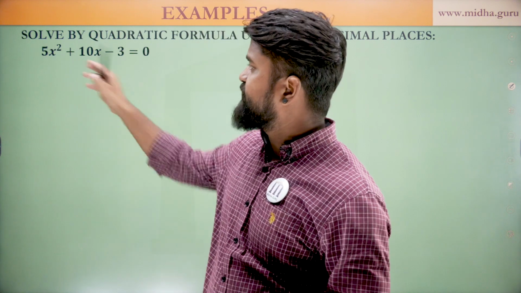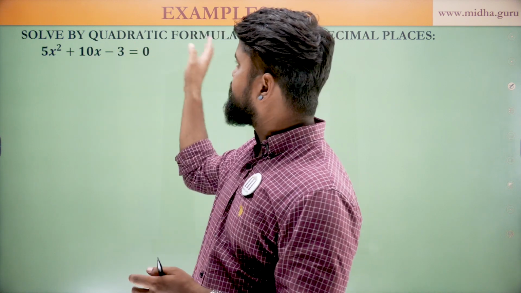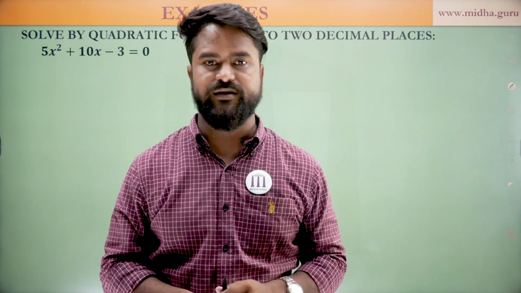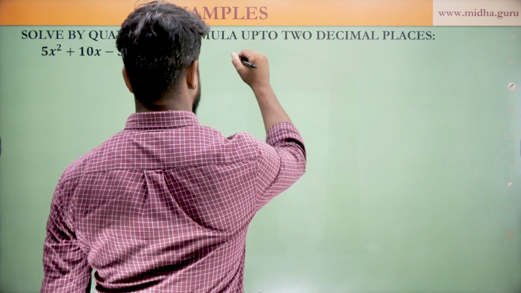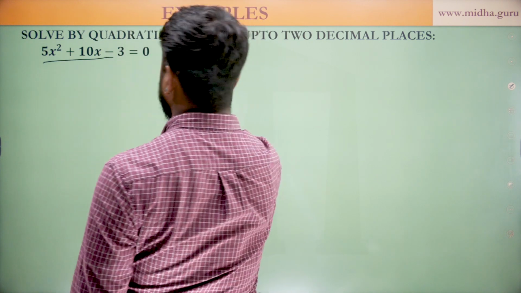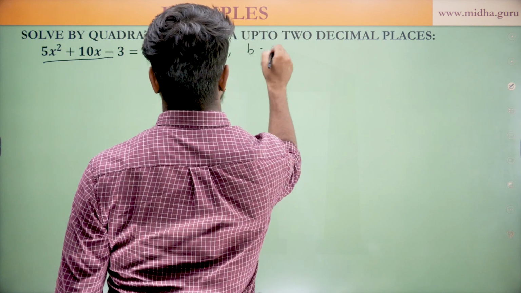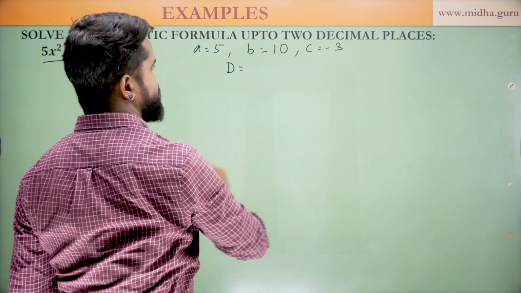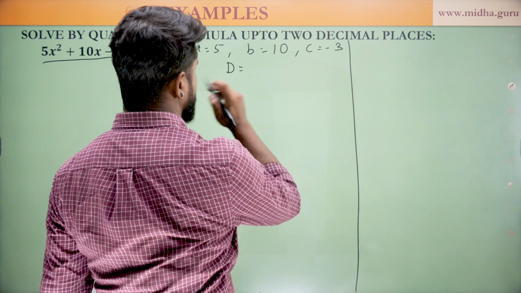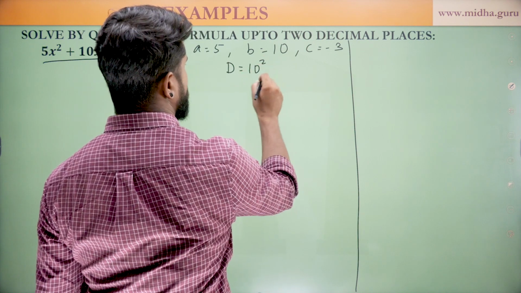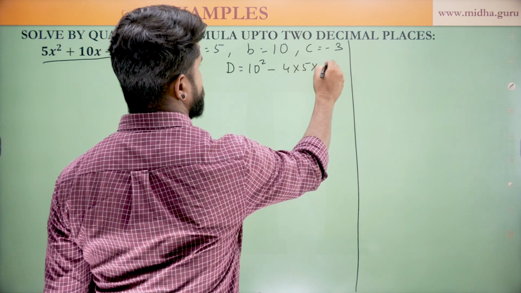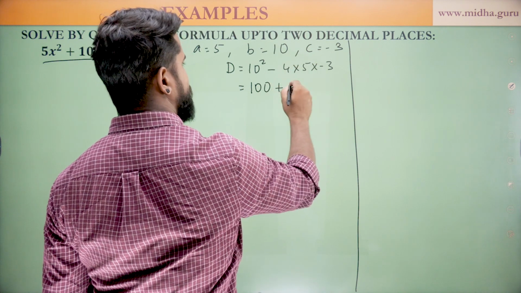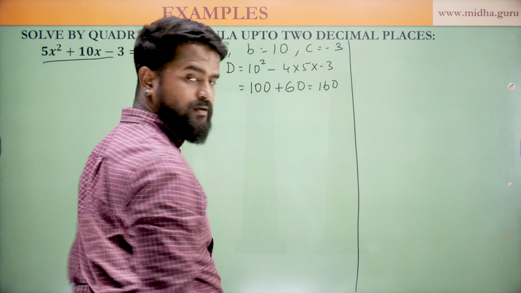So the next question is 5x squared plus 10x minus 3, and we are supposed to solve it by the quadratic formula up to 2 decimal places. So answers will be rounded off to 2 decimal places. From this equation itself, I can see that a is equal to 5, b is equal to 10, and c is equal to minus 3. So now I go about calculating the discriminant. The discriminant will be 10 squared minus 4 into 5 into minus 3, that is 4ac. So I get 100, and this minus minus becomes plus, 4 into 5, 20 into 3, 60, which is 160.